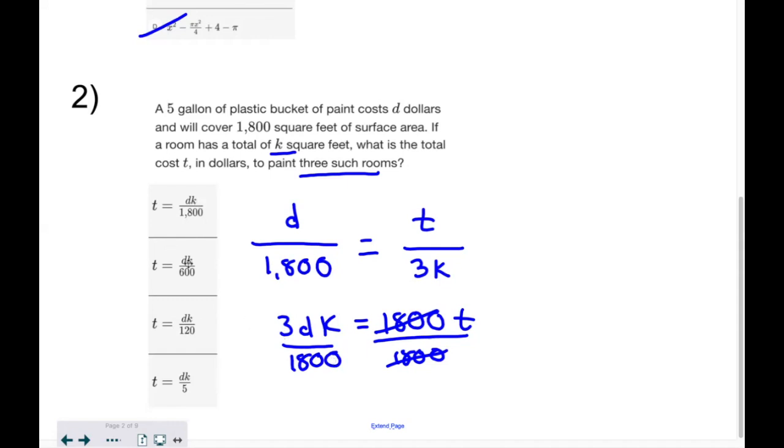Notice all the answers have a DK in the numerator. That's this. So the only answer that really works is this. I don't know why this wasn't lettered, but this would be letter B. And if you have any issues with fractions, that's something that we can talk about later that you could just do in Desmos. Desmos will just reduce fractions for you.